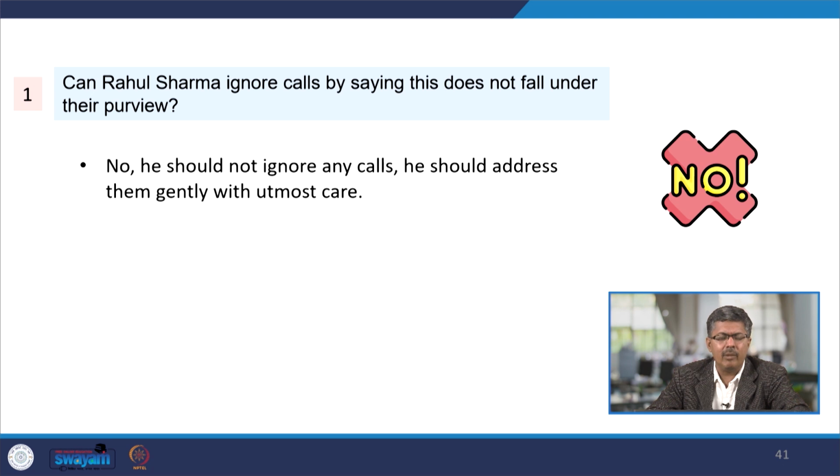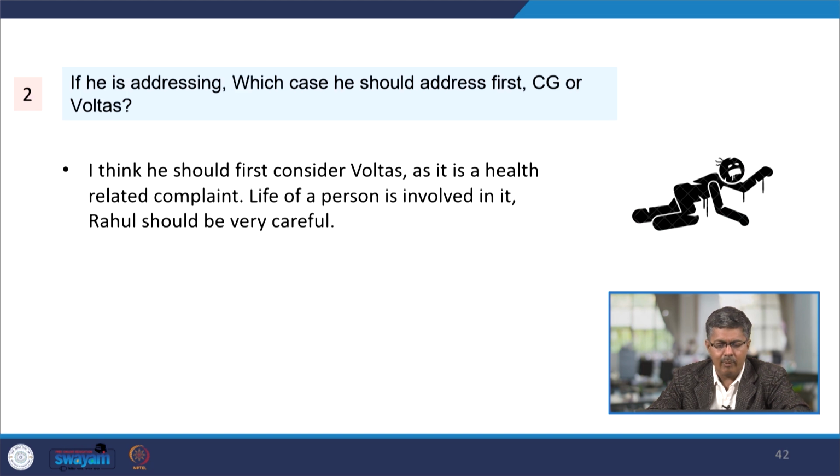So, try to answer it on your own, but this is an answer which I have thought. So, can Rahul Sharma ignore the calls? No, obviously not. It is impossible, or one should never do that. He should never ignore any calls, he should address them gently with the utmost care. Whatever is possible they should do it, but they should not ignore. Ignoring is a very wrong thing that would happen.